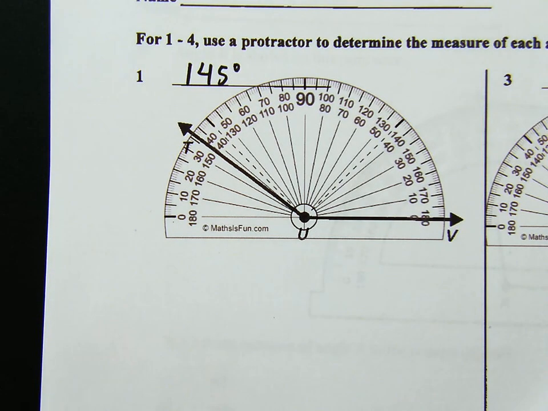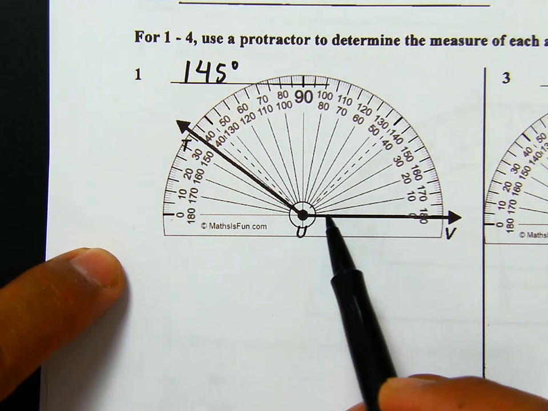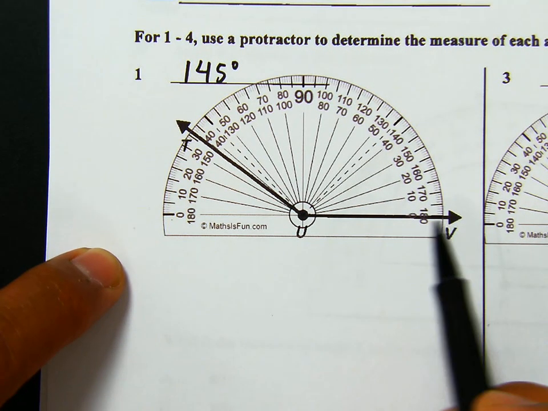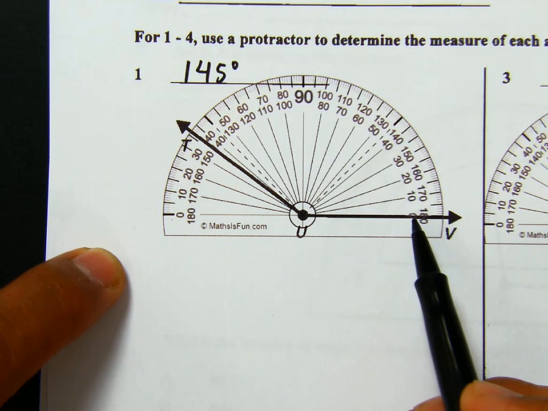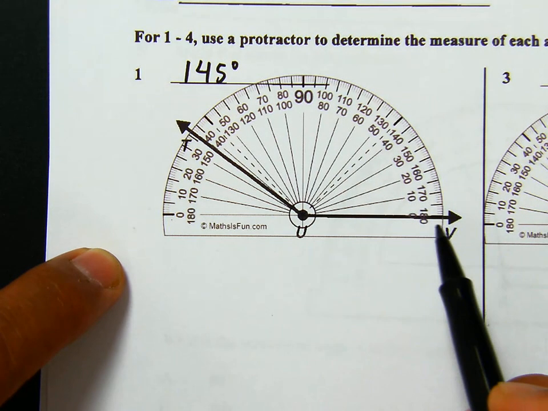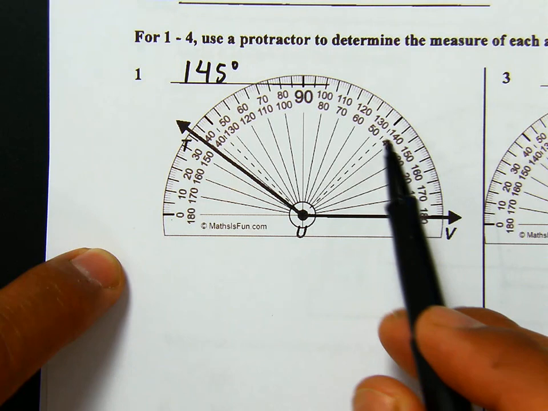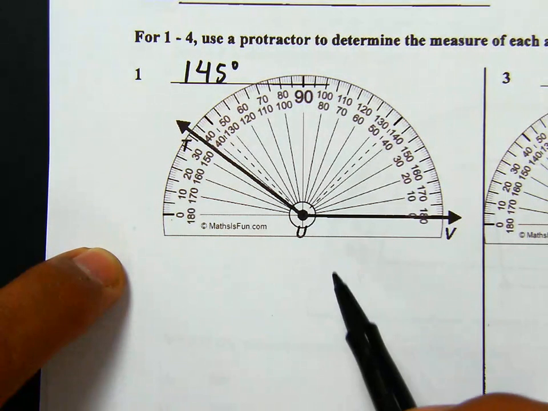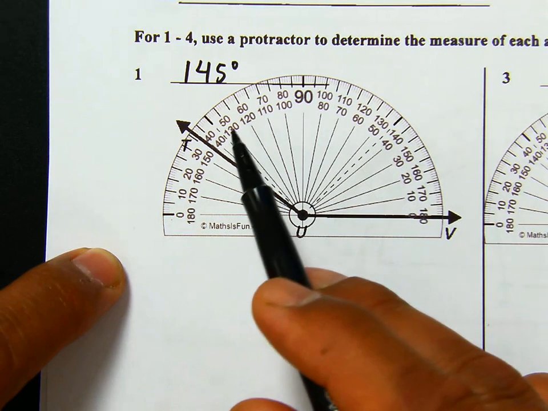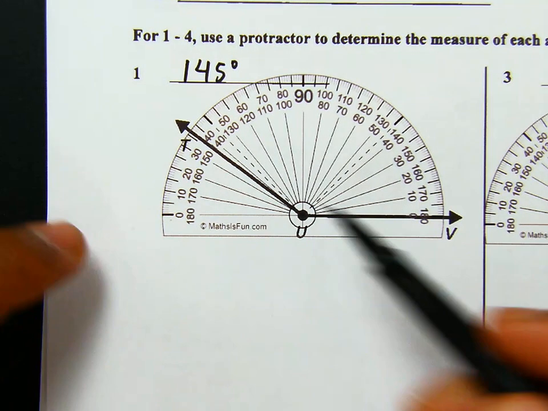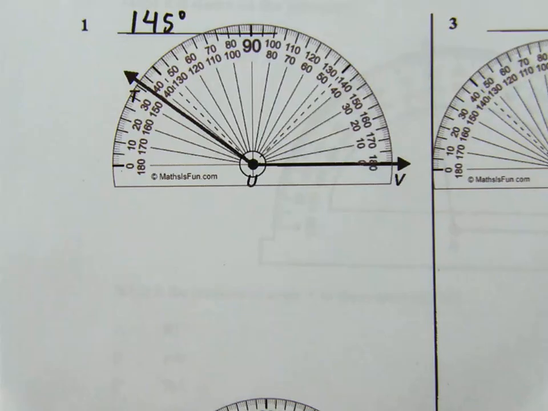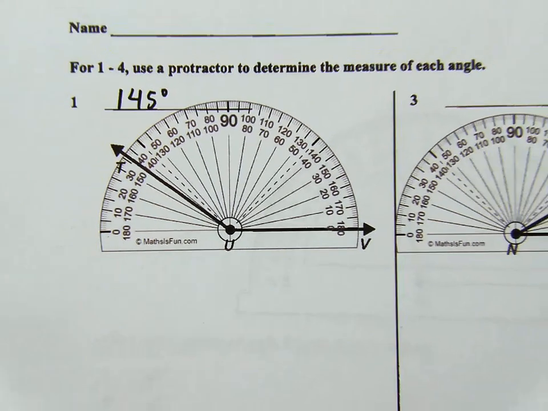So remember, whenever you're measuring an angle, you look at the bottom ray. That ray is going to tell you where to start counting from. So this ray is pointing to this 0. I'm going to start counting at that 0. I won't start counting at 180. It doesn't make sense to count backwards from 180. So we start counting from that 0 and count to where you get to the other ray. All right, so now try 2, 3, and 4 on your own.